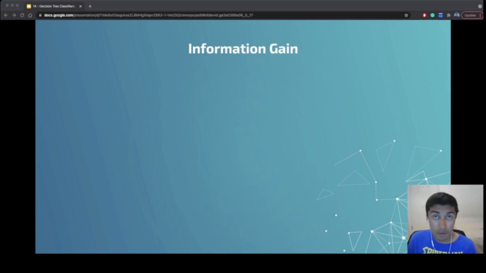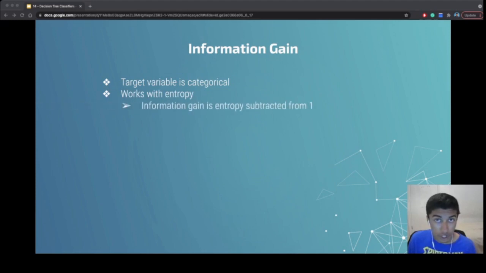The next method for splitting is information gain. In contrast with reduction in variance, the target variable for information gain is categorical. Information gain also works with entropy. Information gain is simply entropy subtracted from 1. Entropy is also used to find the purity of a node. The lower the entropy, the higher the purity.